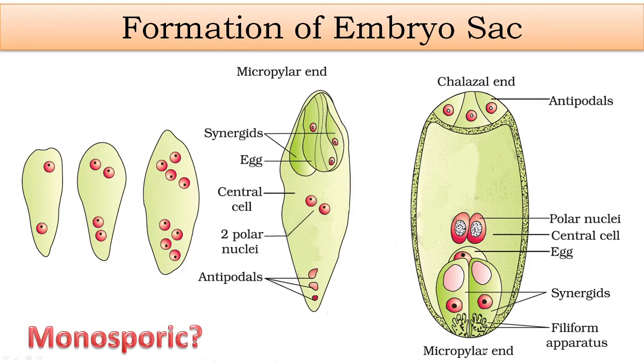And at the opposite end, at the micropylar end, you can see there are 3 cells over here. And these 3 cells are called the egg apparatus. I will show you later on. We have got the egg cell over here, and then we have got 2 synergids. And in the middle, we have got 1 large central cell, and this central cell contains 2 nuclei. Okay, so this is the mature embryo sac.